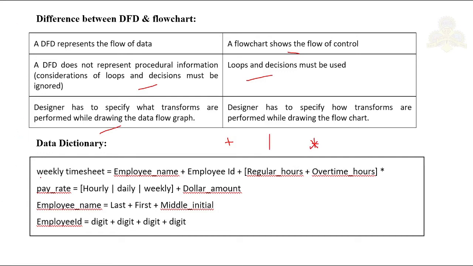Suppose you want to calculate the weekly timesheet of an employee. What all things do you need? You need the employee name plus the employee ID. Then you need his regular hours and overtime hours. And you have a star here, which means that for a week, this repeats. For a week or two, it repeats. Then if you want the pay rate, it could be hourly, daily, or weekly, plus the amount. So we use composition, selection, as well as repetition in this data dictionary.